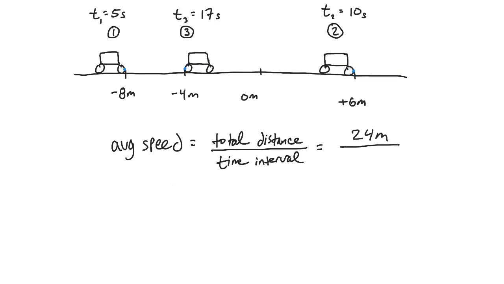And then for the amount of time, we have to be a little careful here. We have to find the time interval, so the difference between clock reading 3 and 1, so that would be 17 seconds minus 5 seconds, which gives you 12 seconds. So we get 24 meters divided by 12 seconds, and that's an easy division to do, and you get 2 meters per second. Remember, speed does not have a direction associated with it, so there you go.